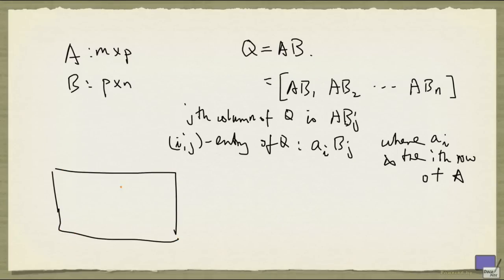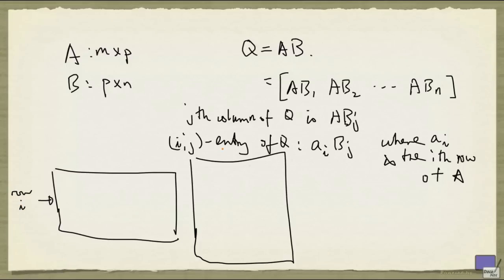It helps to look at a picture. Say this is my matrix A and this is my matrix B. Now I'm looking at row i of A and column j of B. Now this entry is A_i1 and this one is A_i2 and so on up to A_iP. And the column j will have B_1j, B_2j and so on down to B_Pj.